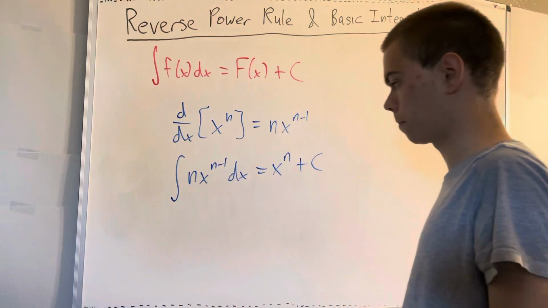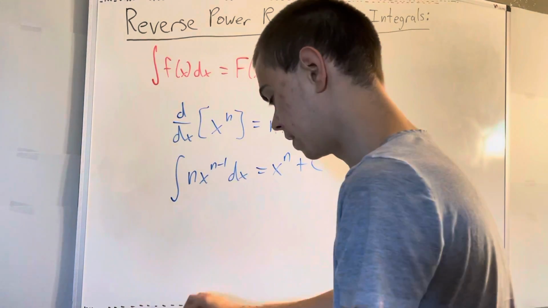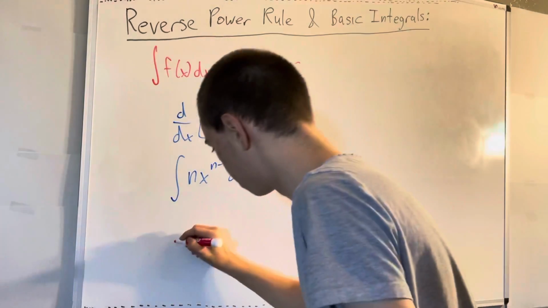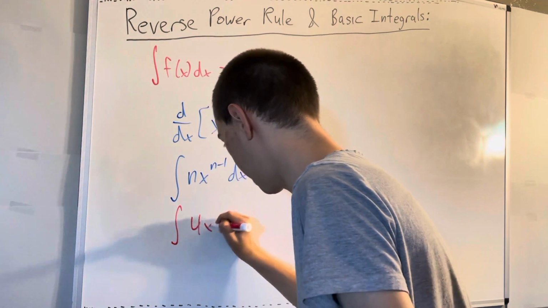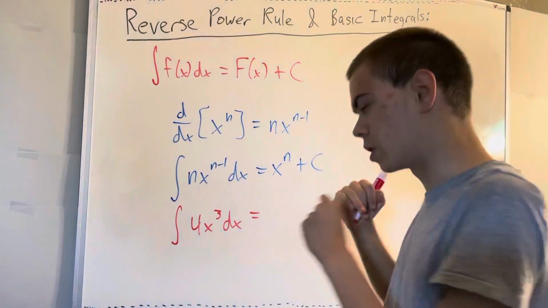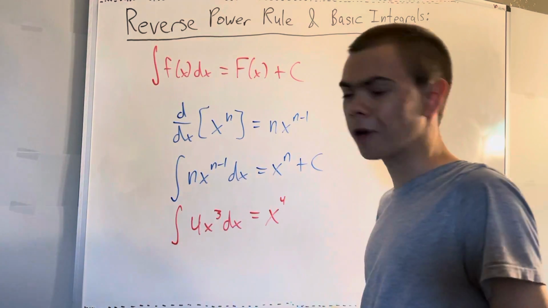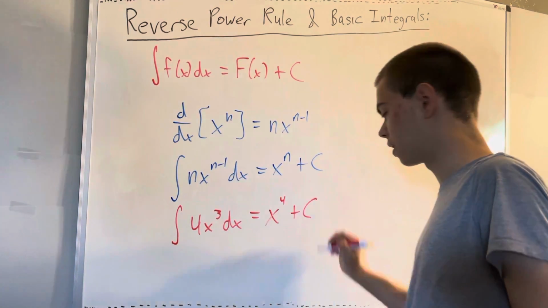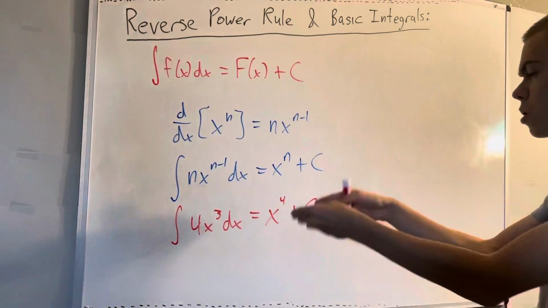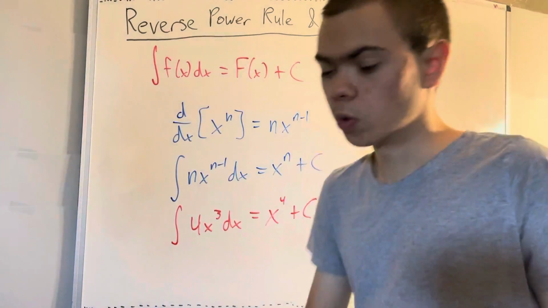plus c. And so an example of that could be something like the integral of 4x cubed dx. The derivative of what results in 4x cubed? We know that would be x to the power 4. And then we just put a plus c there. So this is the whole idea of the reverse power rule. It's pretty much the power rule in reverse.